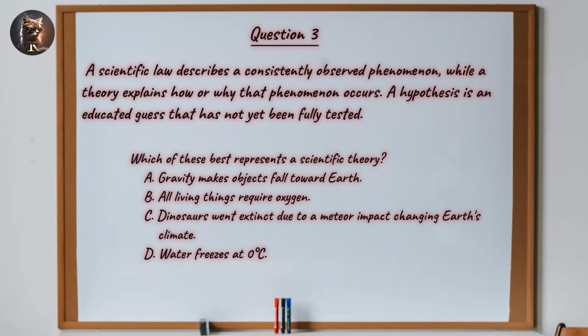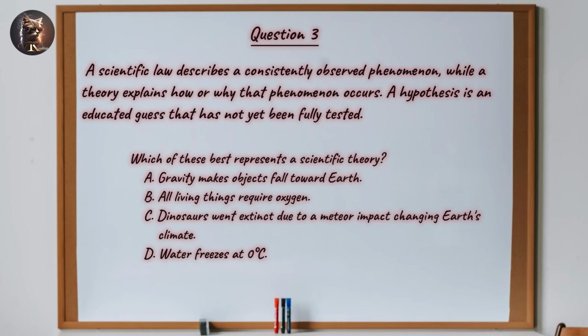Option B. All living things require oxygen. This is just stating a fact that's observed. It doesn't explain why they require oxygen, so it's more like a factual observation rather than a theory. Option C. Dinosaurs went extinct due to a meteor impact changing Earth's climate. This option doesn't just describe what happened. It explains why dinosaurs became extinct, because a meteor caused climate changes that made survival difficult. It gives a clear reason for a major event, making it a good example of a scientific theory.